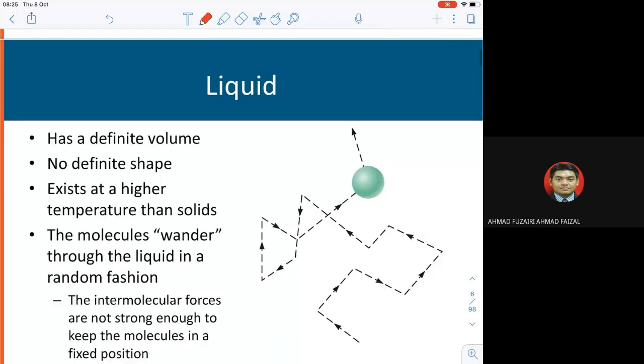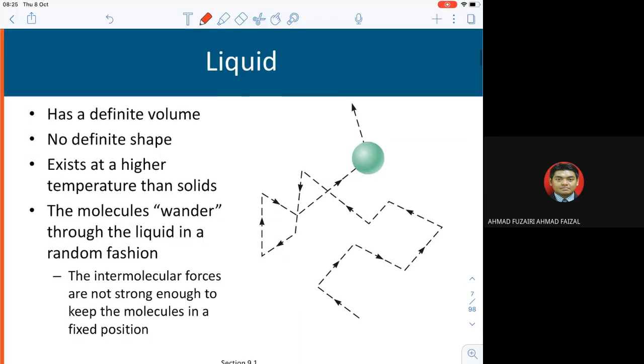For a liquid, we have a definite volume, but no definite shape. That means we can easily change the shape of the liquid, because the liquid takes the shape of its container. We cannot hold a liquid in our own hands because a liquid doesn't have a definite shape. But a solid we can normally hold in our hand because it has a definite shape.